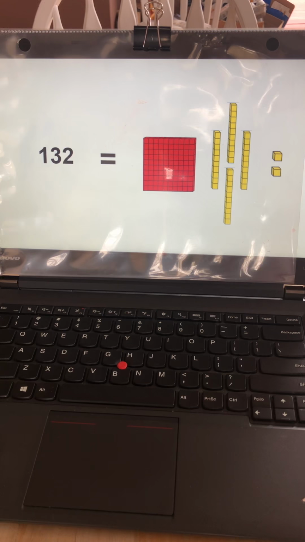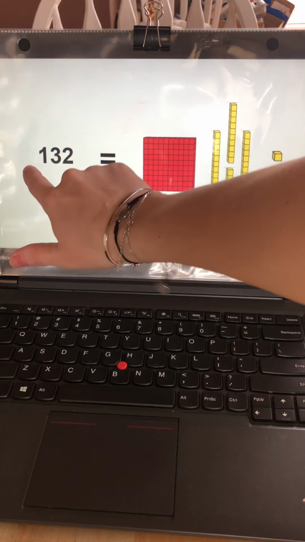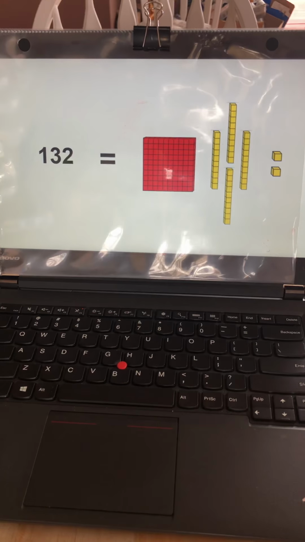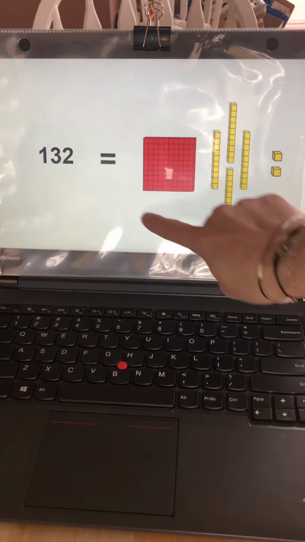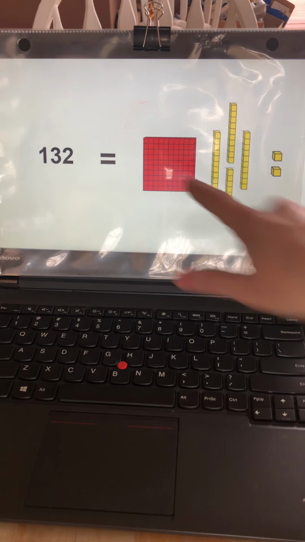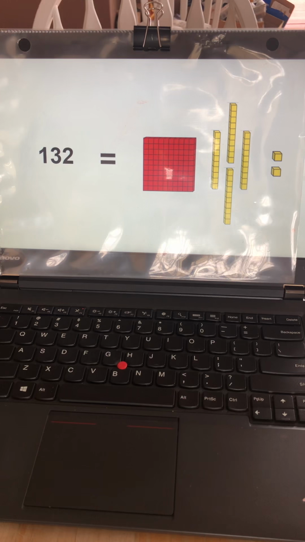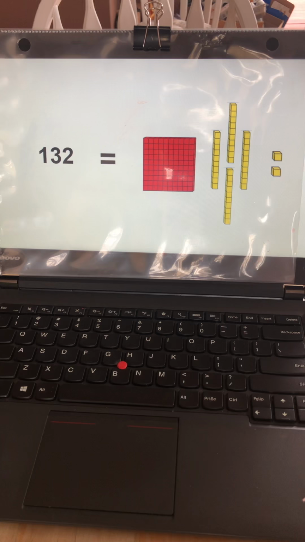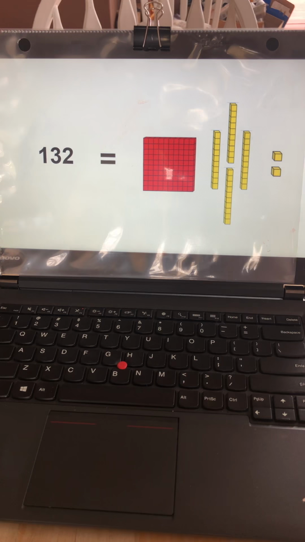All right, so here we have 132 in standard form. Our number is in standard form, 132. Is that equal to what we see in our picture with our hundreds, tens, and ones blocks? Is this equivalent to each other? Is it equal? I'll give you a few seconds to figure it out. If it is equal, it's true. If it is not equal, it is false.